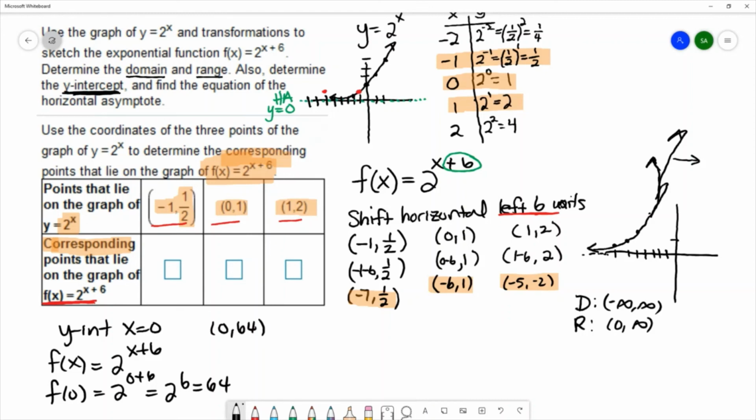We also want to find the equation of the horizontal asymptote. I mentioned the horizontal asymptote earlier when we were graphing the base function. And remember, the transformation that we made was to shift left 6 units. If we think about shifting the horizontal asymptote left 6 units, it still remains on top of the x-axis, which is y equals 0. So our horizontal asymptote is the equation y equals 0.